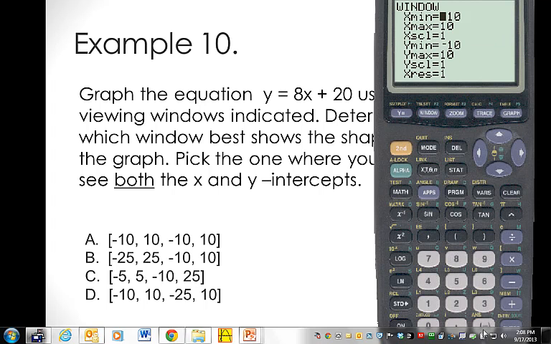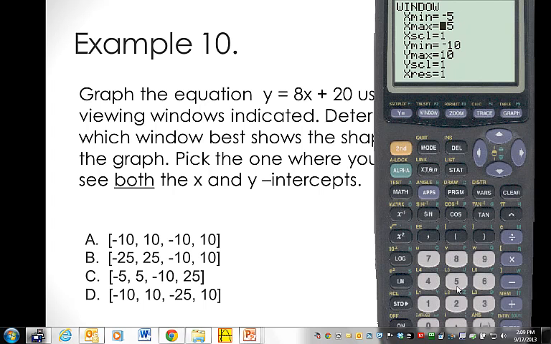We'll press window, negative 25, 25, yep. We'll ignore the scaling for now, negative 10, and 10. And then press graph. I don't like it. We can get a better sense of the shape than that. Let's go back to the C part.